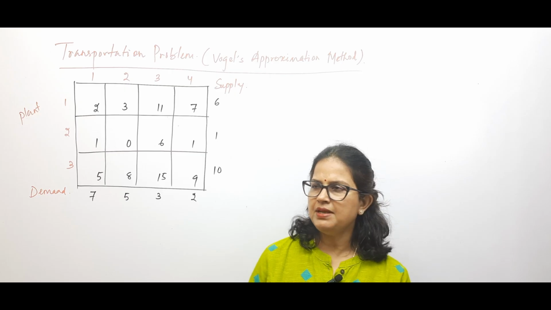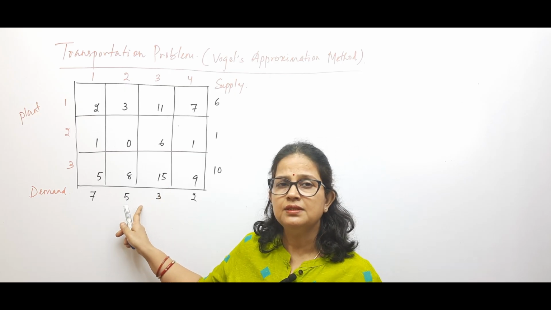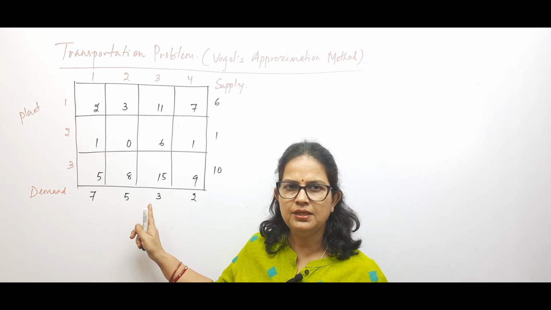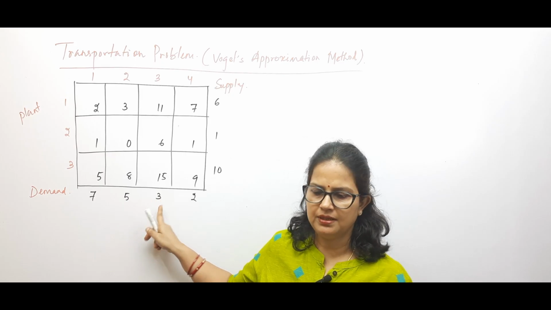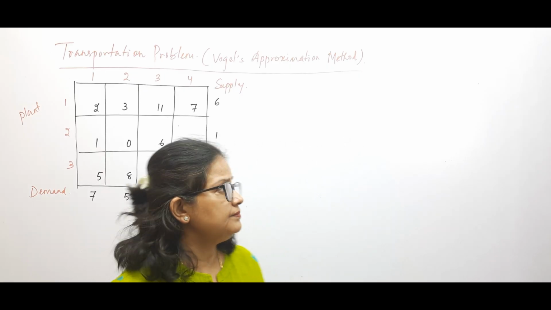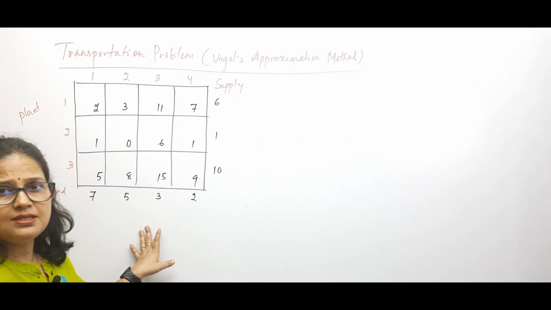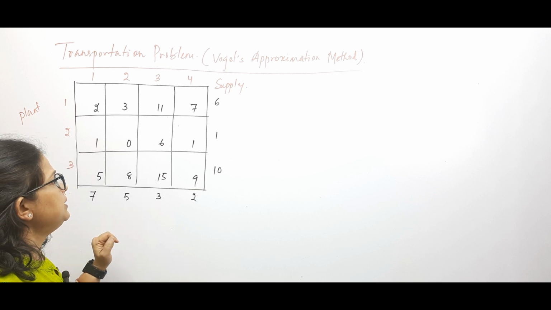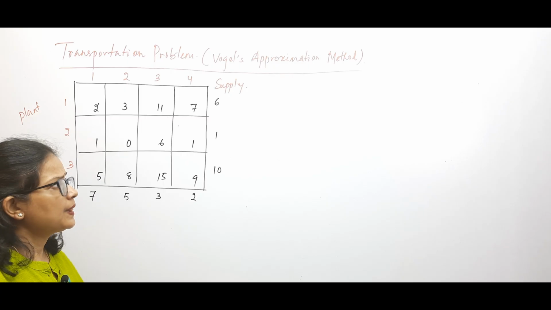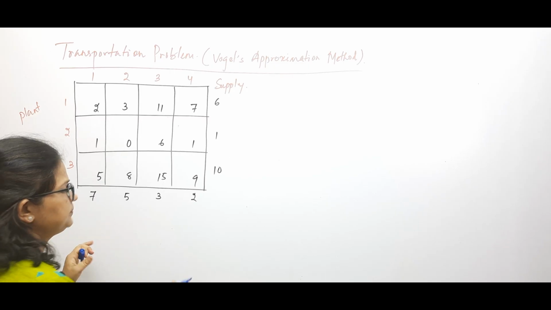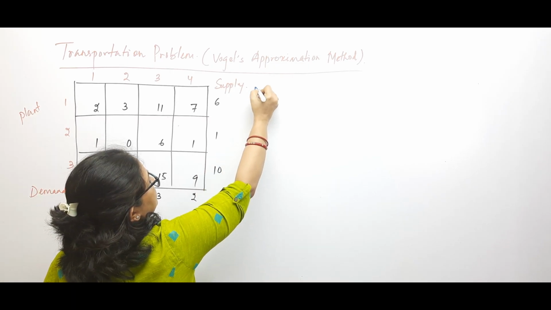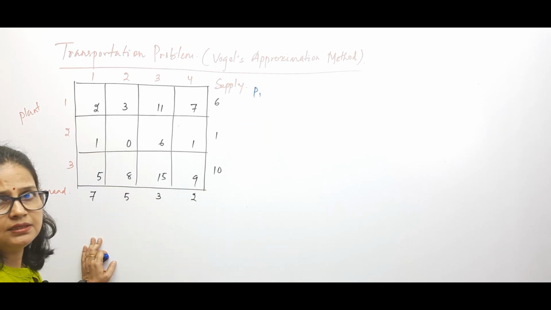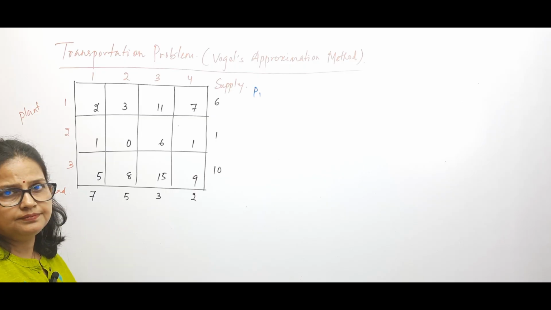I have taken the same example that we took for the least cost method, and we will do it by Vogel's approximation method. Let us start. This method is also called the penalty method. So what do we need to do? We need to calculate the penalty for each row and column.